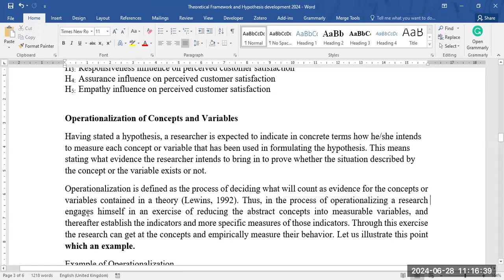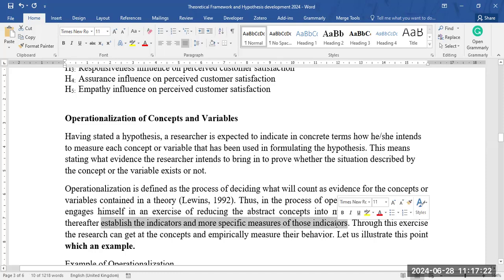in the exercise of reducing the abstract concepts into measurable variables. Abstract concept in the sense only is a subjective matter, and that is only concept level. So empathy, responsiveness, these are concepts. And how we can measure that. So reducing the abstract concept into measurable variables, and thereafter establish the indicators and more specific measures of those indicators.